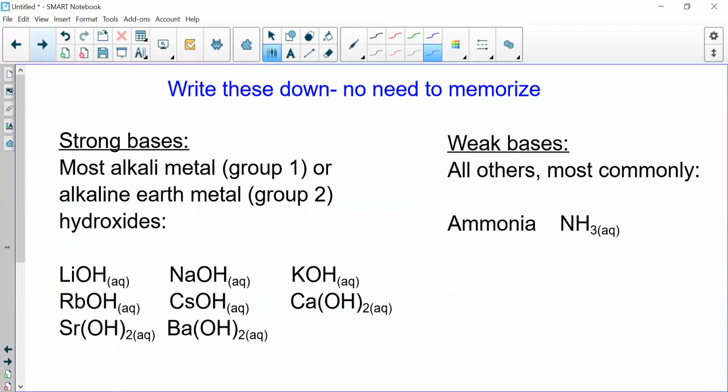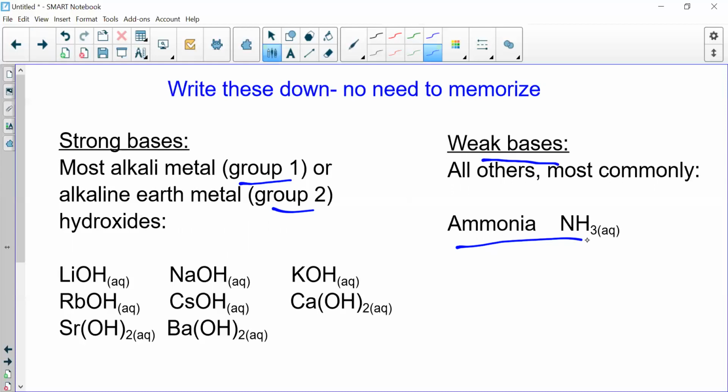For bases, we mentioned what strong acids are, not really what strong bases are, but it's the same thing. A strong base will fully dissociate into ions in water. Most alkali metal, which are group 1, or alkaline earth metal, group 2, hydroxides are strong bases. Notice these all fit the Arrhenius definition of a base because they have hydroxide. So these will all fully dissociate into those ions if you were to dissolve them in water. Weak bases are all the other bases, and again, there are thousands. The most common one is ammonia. So ammonia is a weak base.